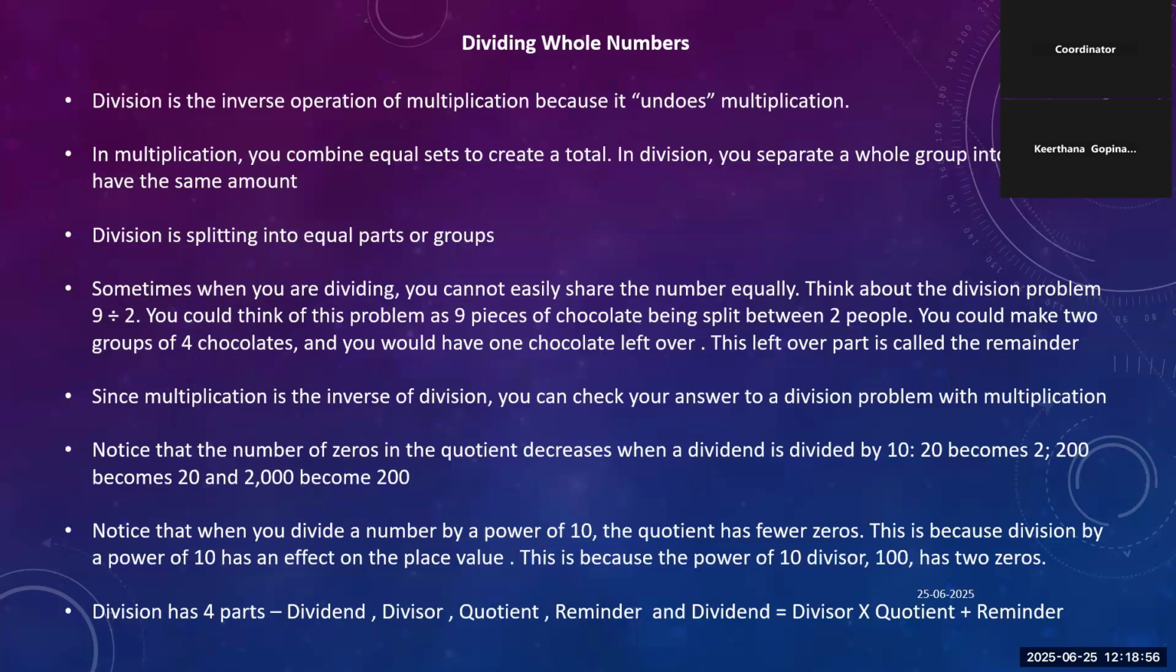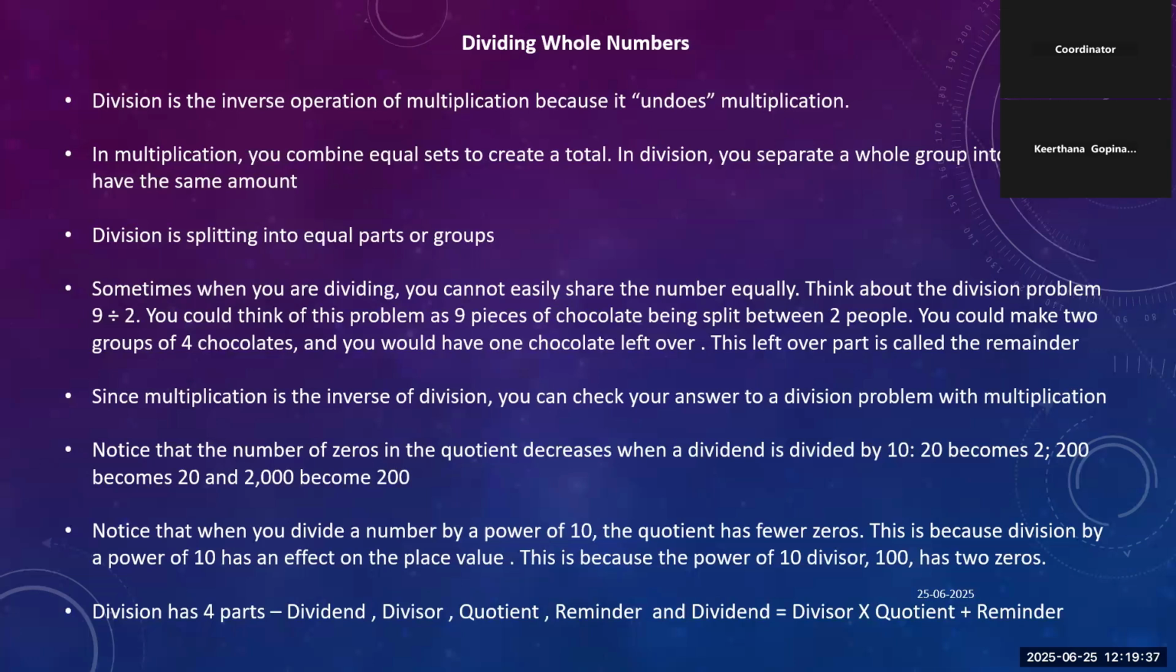So division, what we are discussing here, has 4 parts: divisor, dividend, quotient, remainder. Please remember this. Always a division has 4 parts. What is the dividend? Dividend is the number which is being divided.